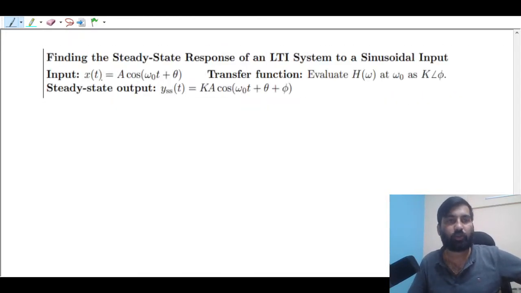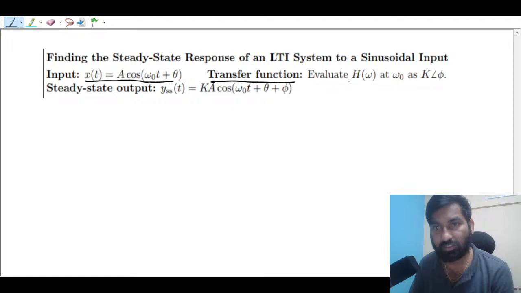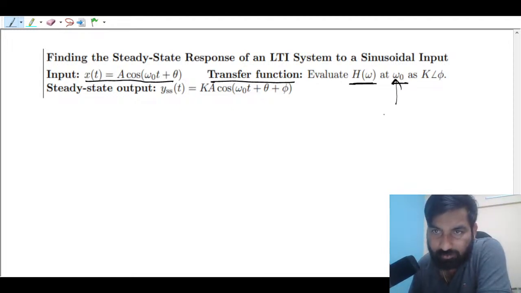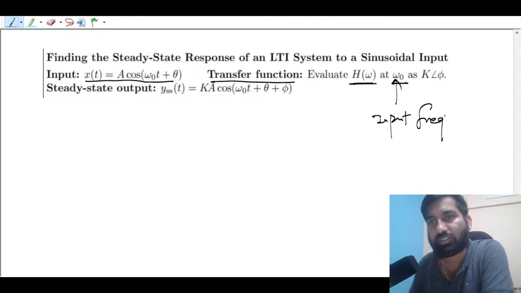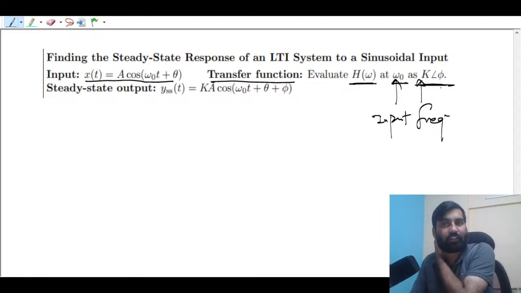Look, input is this, output will also be the same, but this A will not be there. A times something will be there, right? So you have to evaluate the transfer function H(omega) at the input frequency. This is the input frequency, guys, at the input frequency, like this. Okay, you have to find K and you have to find the phase.